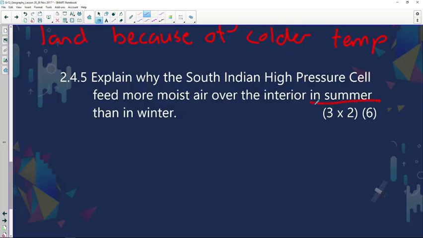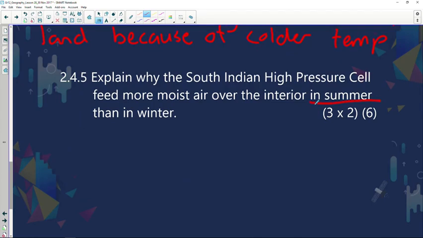Welcome back after the break, and we're going to continue looking at 2.4.5. Now this question I really enjoy because it's usually different than they usually ask. They usually ask the effect of the Kalahari high pressure system on the interior of South Africa during winter. But this question relates more to summer and the reason why we experience summer rainfall in the interior. And I'm going to explain this to you in a diagram.